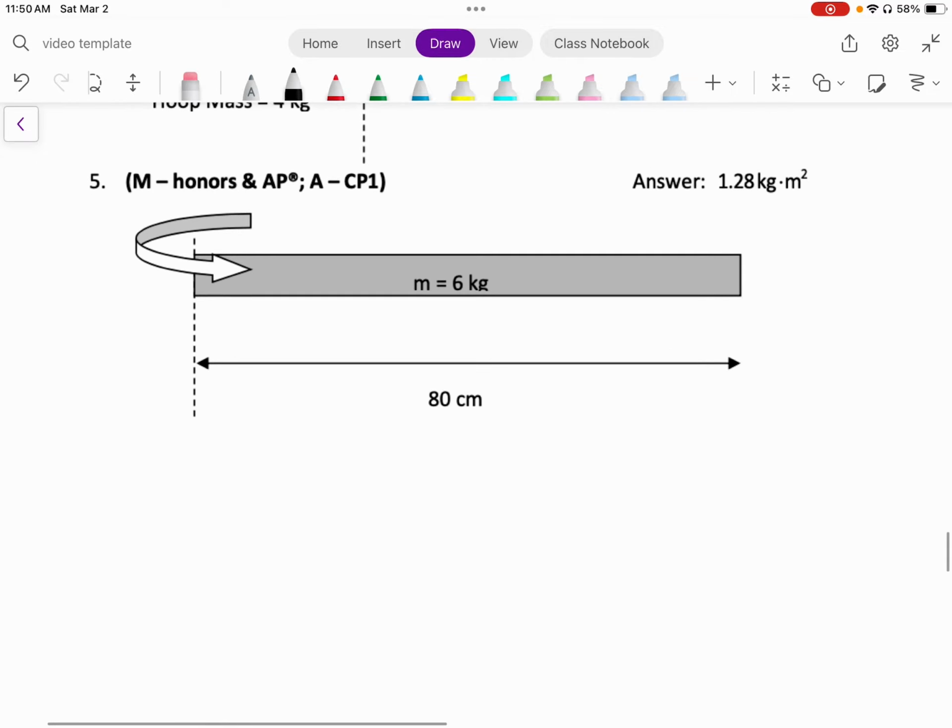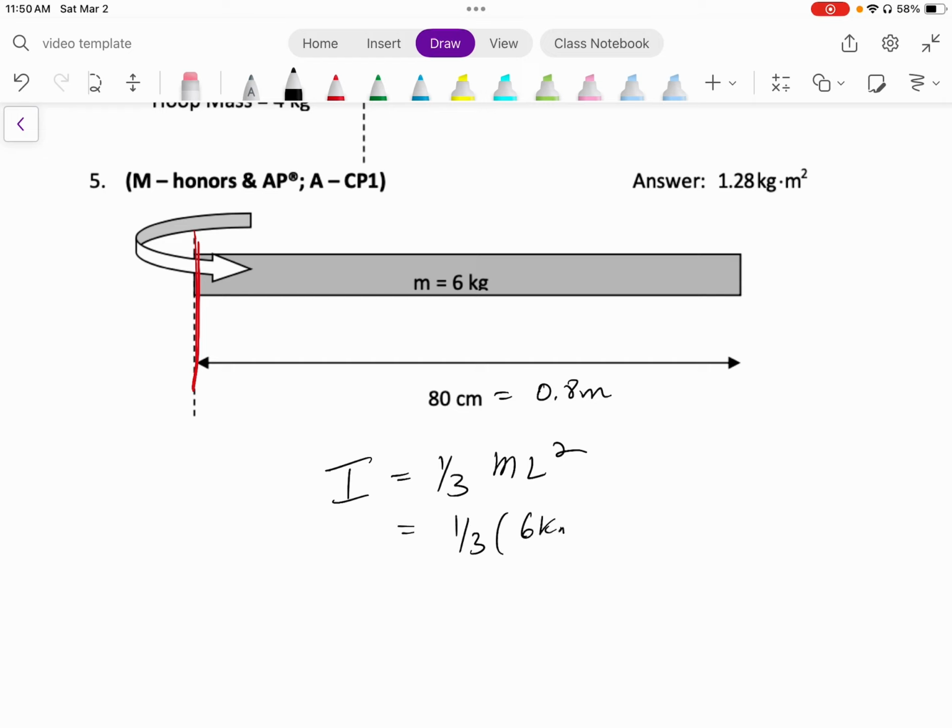This is a rod rotated about the end, and so the rotational inertia for a rod that's rotated about the end as shown is 1/3, as opposed to 1/12 which is for rotation about the center, times its mass times the length of the rod squared. The length of the rod is 0.8 meters. The mass is given in proper units, so 1/3 times 6 kilograms times the length of 0.8 meters squared. That will give me a value of 0.28 kilograms meters squared.